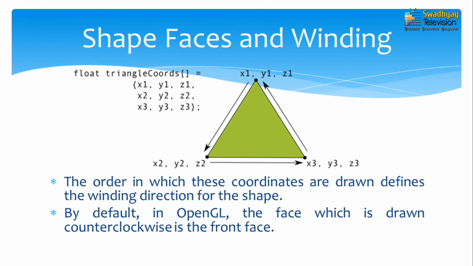The order in which those coordinates are drawn defines the winding direction for the shape. Suppose I am defining my coordinates as x1 y1 z1, then x2 y2 z2 and then x3 y3 z3, which is shown on screen from first to second, second to third and third to first. So, this is called my winding direction, and by default in OpenGL the face which is drawn counterclockwise is the front face and the back face is specified in clockwise direction.